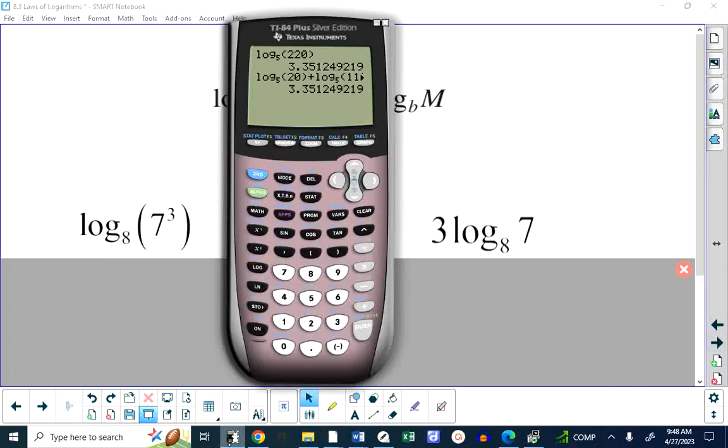Let's take log base 8 of 7 raised to the 3. We get that number. Instead, let's take 3 multiplied by log base 8 of 7, and you get the same thing.